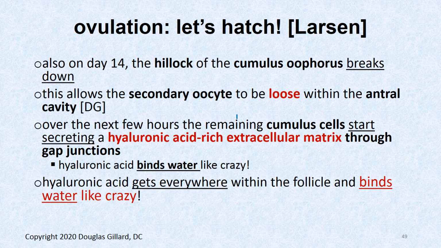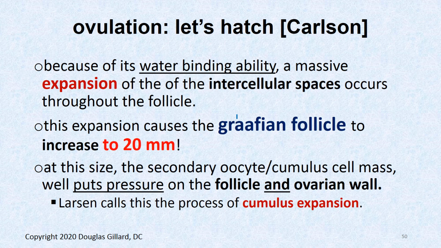And over the next few hours, the remaining cumulus cells start secreting hyaluronic acid. That binds water like crazy. So this graafian follicle is going to swell up like crazy. It's going to swell up so big you can actually see it bulging out of the ovary with the naked eye. Okay, because water binding, that's what it does. Get massive expansion. The graafian follicle doubles in size to 20 millimeters.